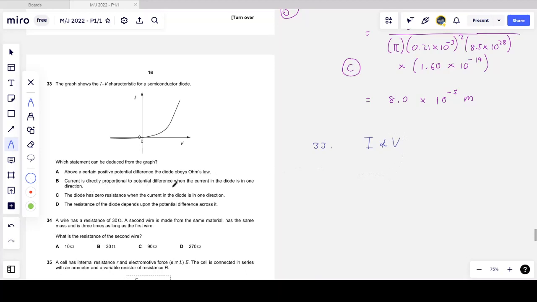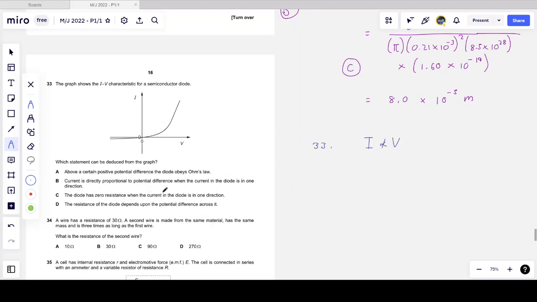Current is directly proportional to potential difference when the current in the diode is in one direction. Again, the current may be in one direction, as it is when V is positive, because current is constantly positive, but the graph curves. The graph isn't a straight line. There isn't a direct proportionality between I and V, like we said. And so that's definitely not what we can deduce from the graph.